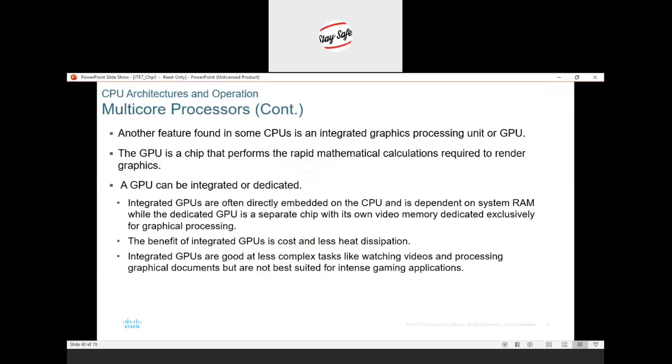Another feature found in the CPU is an integrated graphics processing unit, which is the GPU. The GPU is a chip that performs rapid mathematical calculations required to render graphics. So you can see this is another kind of processor. For your graphics, you also need to look at what kind of processor is in the graphics card, and for graphic processes and all of that. So these are some of the requirements you need to let your students know.